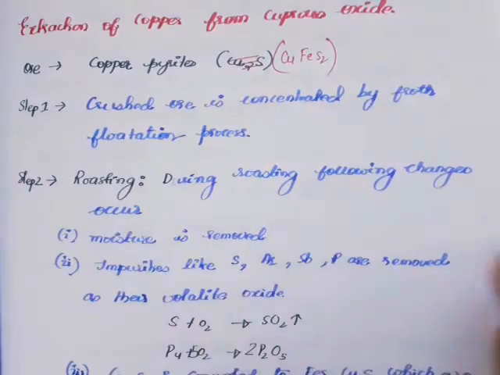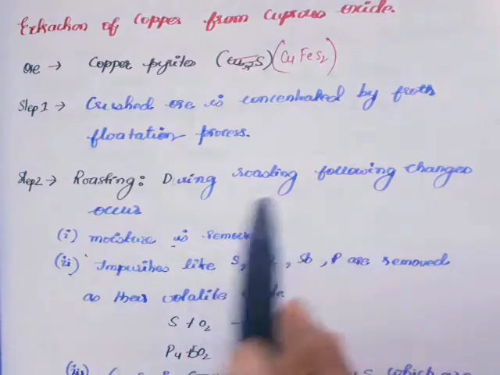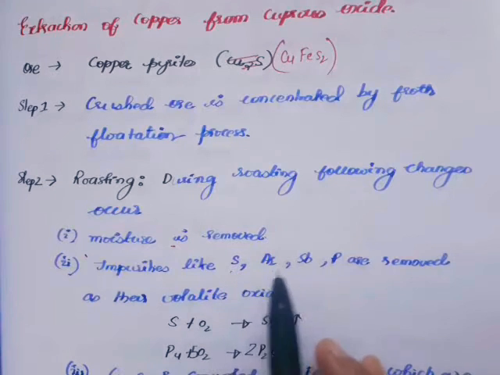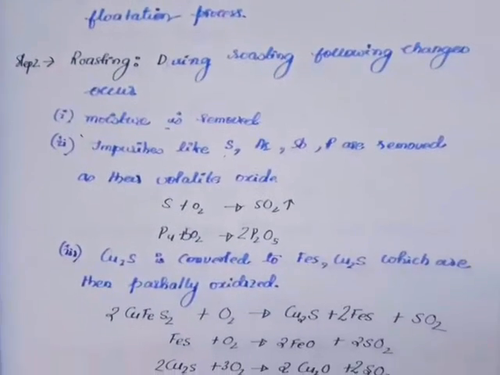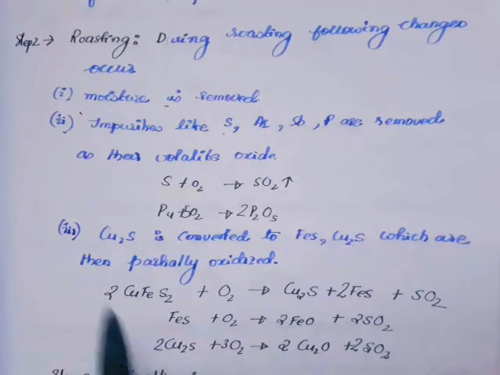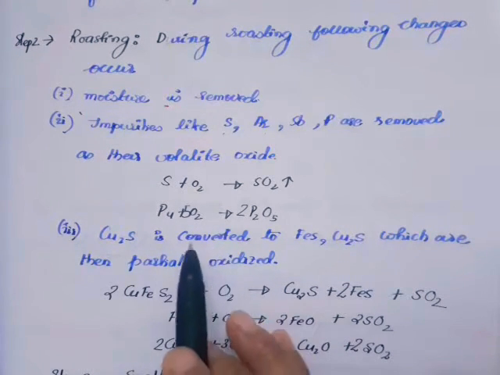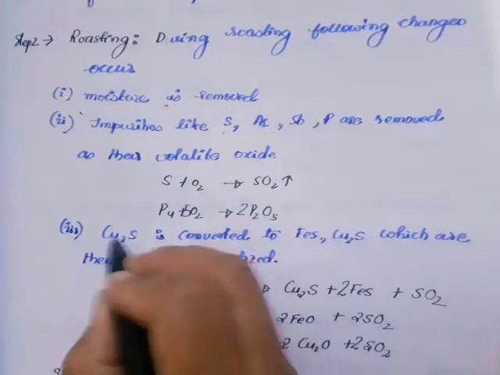So in roasting what will happen? Whatever moisture is present will get removed, right? And whatever impurities are there like sulfur, arsenic, antimony, phosphorus, these will be removed as volatile oxides. So sulfur as sulfur dioxide, and phosphorus as phosphorus pentoxide. Then the copper pyrites is roasted.